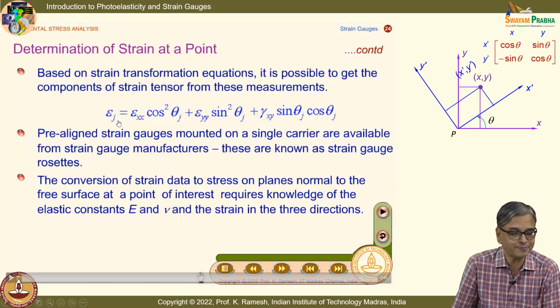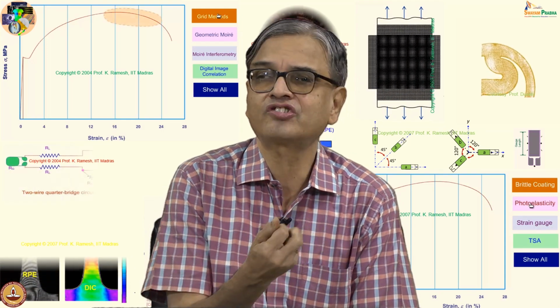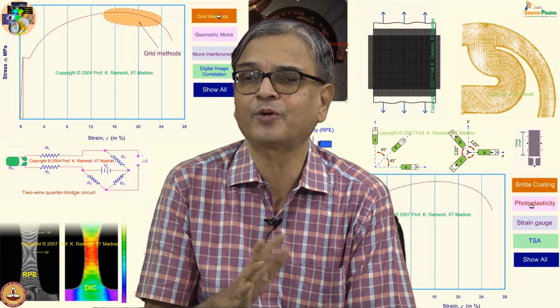This is nothing but x prime x prime. Okay. Epsilon j, what is indicated here, is nothing but x prime x prime, that is given as epsilon xx cos squared theta, epsilon yy sin squared theta, gamma xy sin theta cos theta. So, you have to use this and then extract the value of strain at the point of interest.